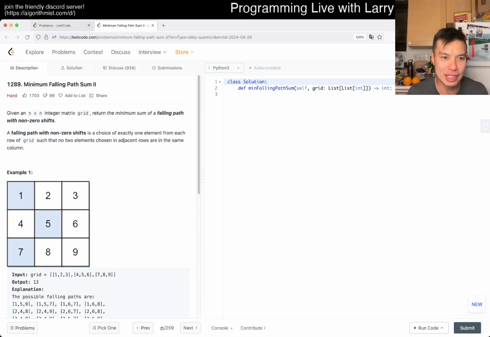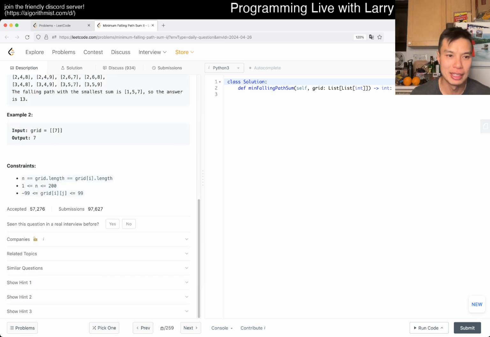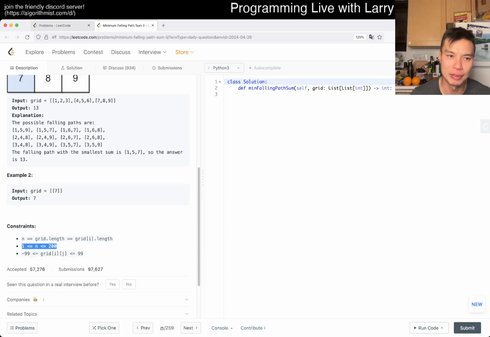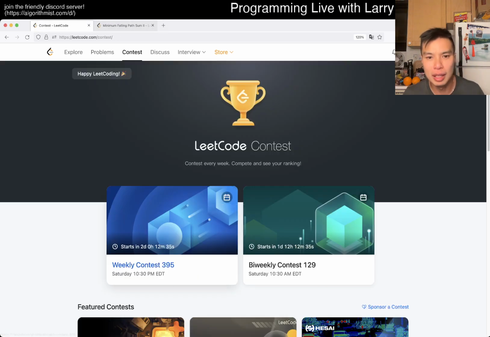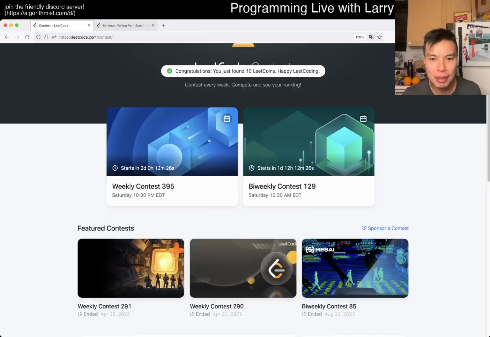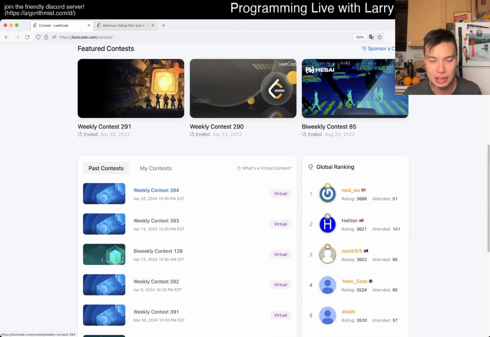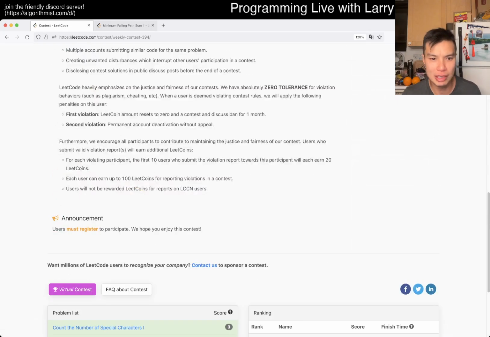There are a couple of versions of this, but I think the interesting thing I wanted to point out about this particular problem is that, okay, n is 200, which is a little bit weird. Let me pull it up real quick. Actually, I guess I could just pull it from here. If you look at the contest, this was, I don't know, the happy LeetCode, if you click on it, you get 10 LeetCoins. But I'm pulling it here because it is true, right?